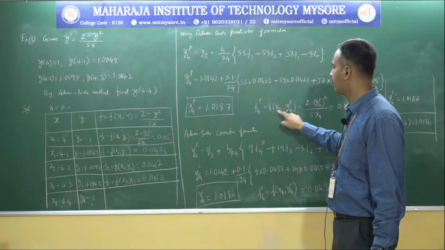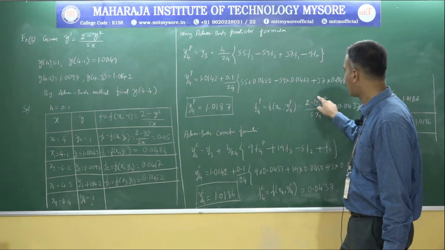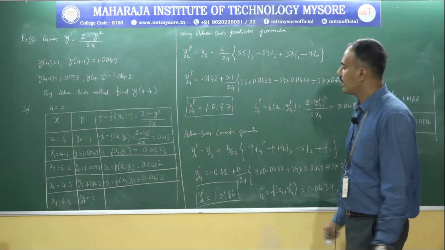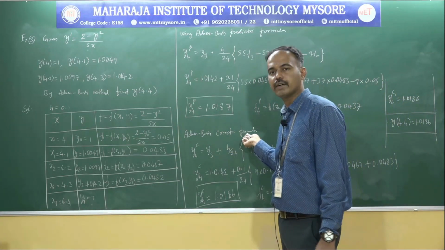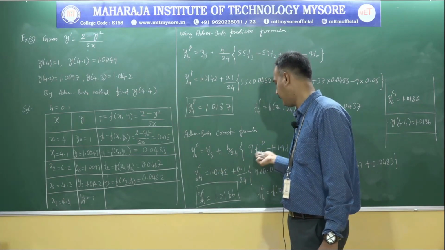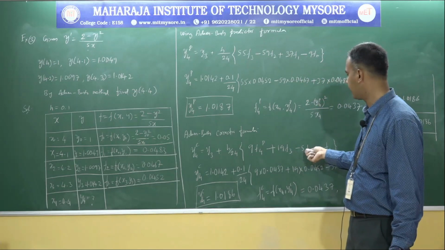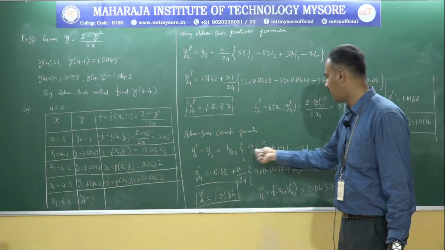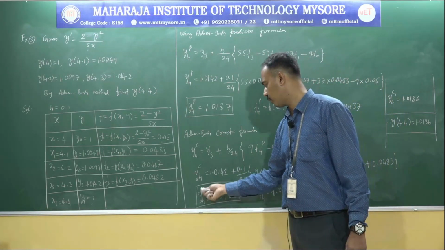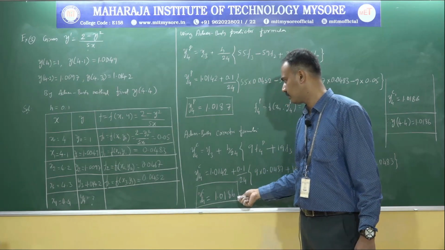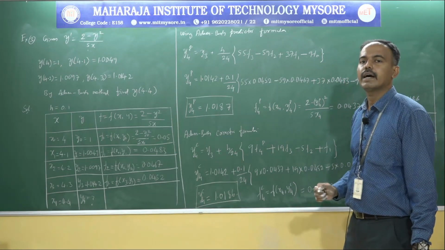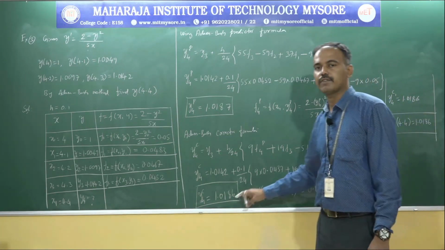Next, f4p is f of x4 comma y4p. Substituting in the function, we get 0.0437. Next, apply the Adams-Bashforth corrector formula: y4c is y3 plus h by 24 times (9 f4p plus 19 f3 minus 5 f2 plus f1). Substitute all the data. After simplifying we get y4c as 1.0186. Now, to find a more accurate result, apply the corrector formula one more time.